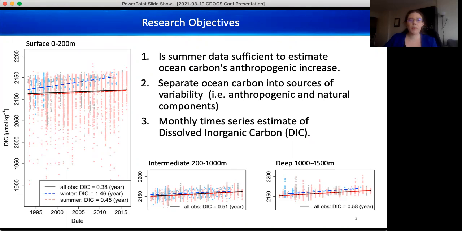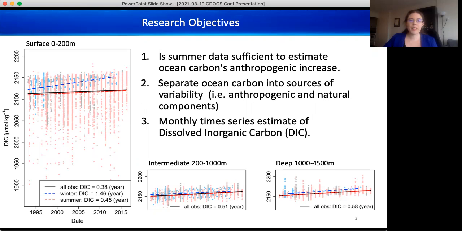The plot shows carbon observations versus time, and they are colored blue for winter, red for summer, and gray for spring and fall. The trend lines of winter and summer data are very similar in the deeper depths of the ocean, as shown in the bottom right two figures, but quite different in the surface waters, as shown on the left. We wonder if this is an artifact of sampling bias, or if winter and summer have different trends.